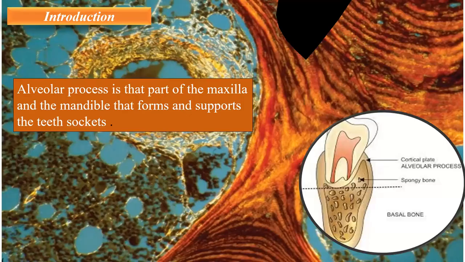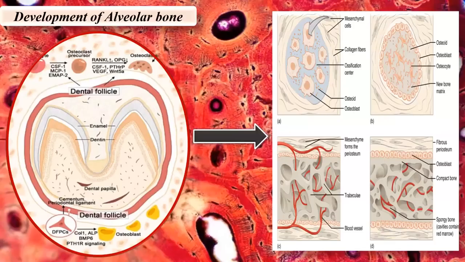Here is a small definition for this topic. Whenever you get a question regarding the alveolar process, you have to mention this very simple definition. The alveolar process is that part of the maxilla and the mandible that forms and supports the tooth sockets. The teeth are fixed into these alveolar sockets and attached to the bone via the periodontal ligament. Okay, now just an overview about the development of the alveolar bone.